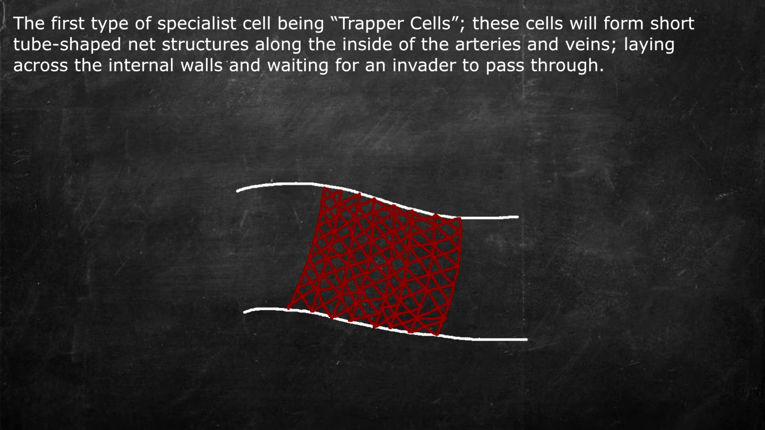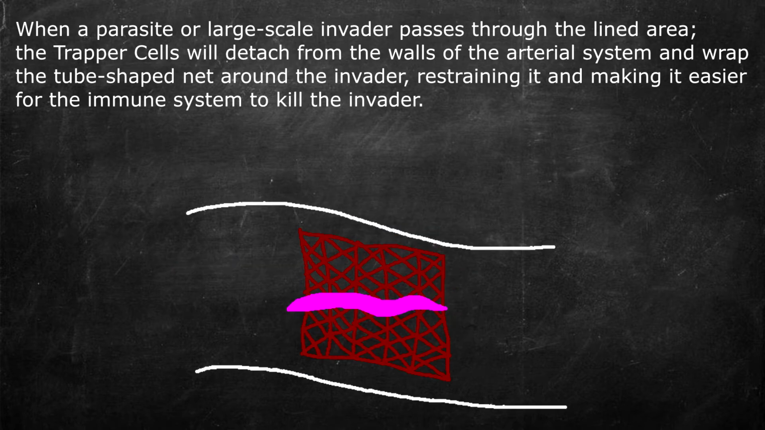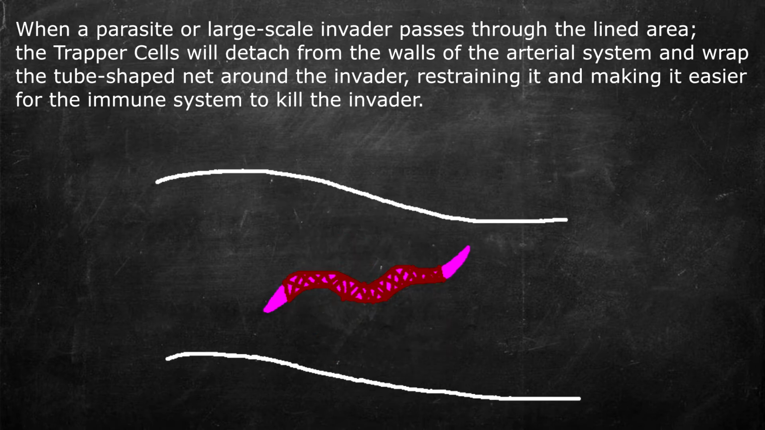These cells will form short tube-shaped net structures along the inside of the arteries and veins, laying across the internal walls and waiting for an invader to pass through. When a parasite or large-scale invader passes through the lined area, the trapper cells will detach from the walls of the arterial system and wrap the tube-shaped net around the invader, restraining it and making it easier for the immune system to kill the invader.